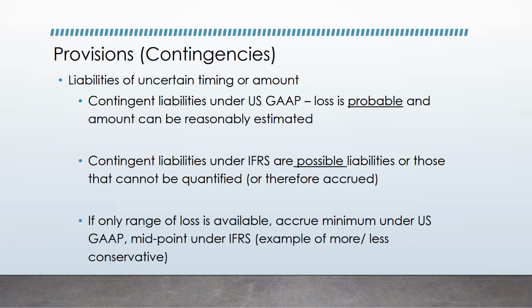So when we talk about more and less conservative accounting rules, we can talk about situations where IFRS is more conservative than GAAP, and we can talk about other situations where GAAP is more conservative than IFRS. So in this situation, what's going to be the more conservative rule there? Accruing the minimum or accruing the midpoint? So under IFRS, you would wind up with a larger liability accrual than under US GAAP. So in that situation, IFRS is less conservative than US GAAP.